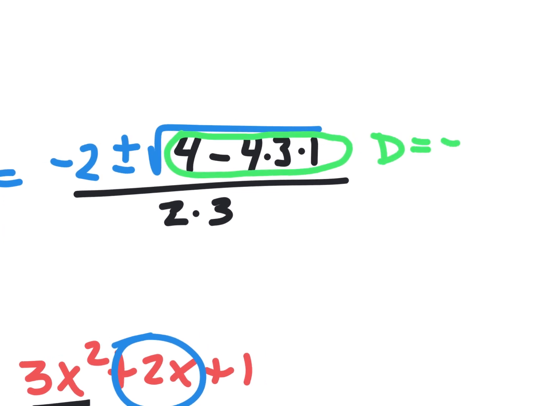D is negative 8. That came from 4 minus 12. It's important that you know how to get the discriminant. So now that I know the discriminant's negative, do you get that I know for sure that I don't have real roots?